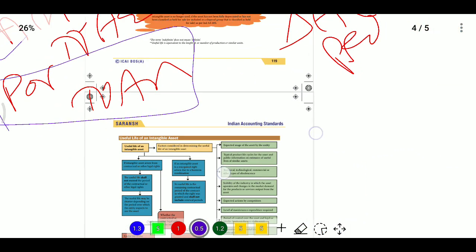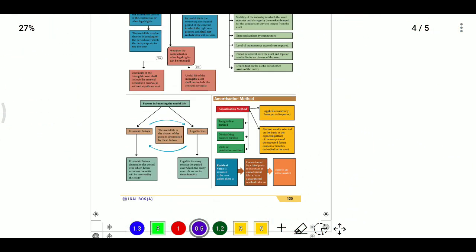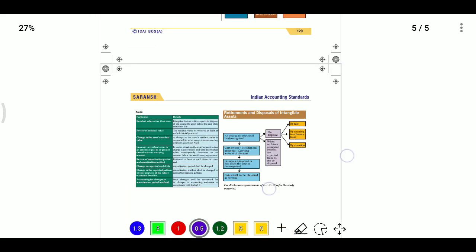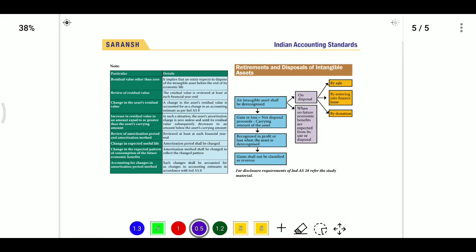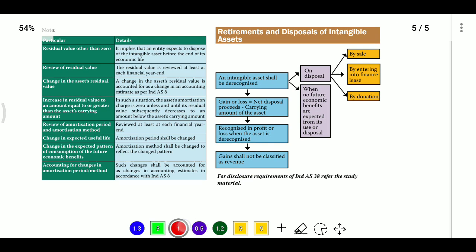Now, at initial recognition we determine the useful life and provide amortization. When subsequent recognition happens, whatever gain or loss on sale of intangible assets arises is recognized in the profit and loss account. Whatever amount we receive, we need to recognize it in the profit and loss account. This is Ind AS 38.